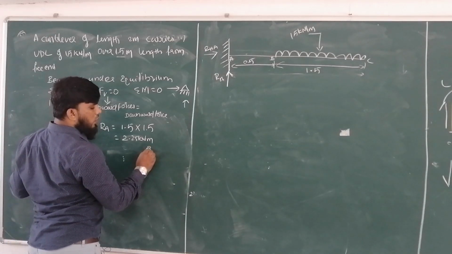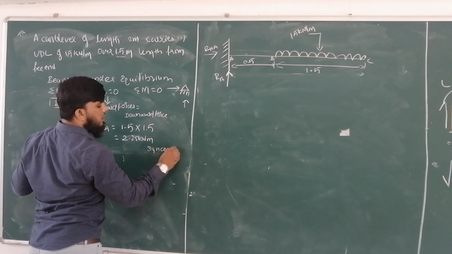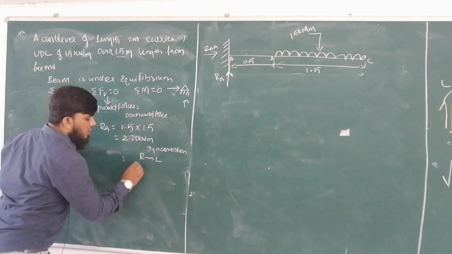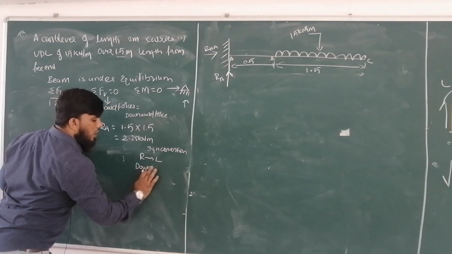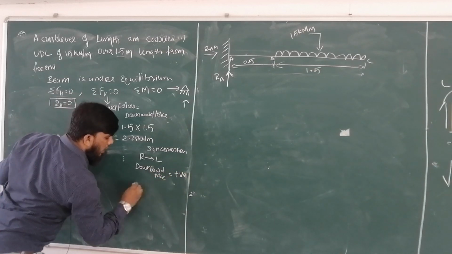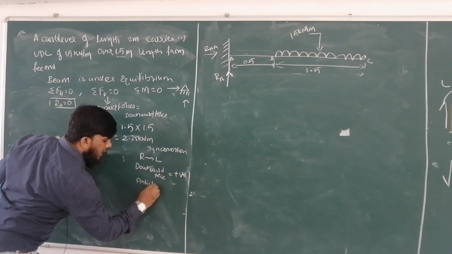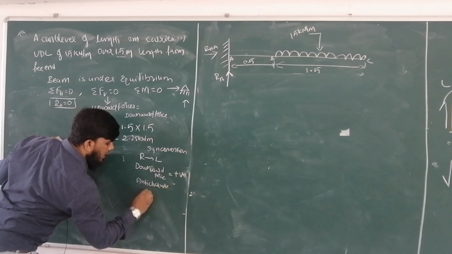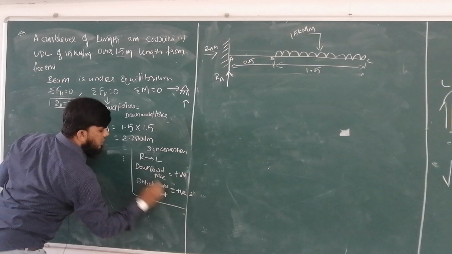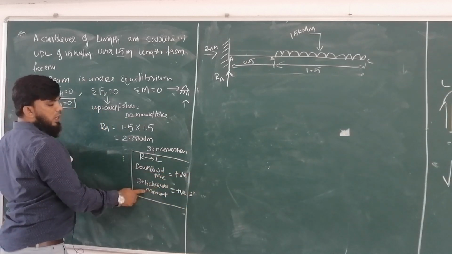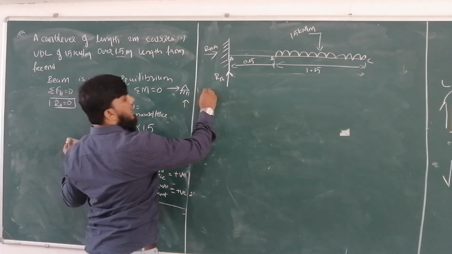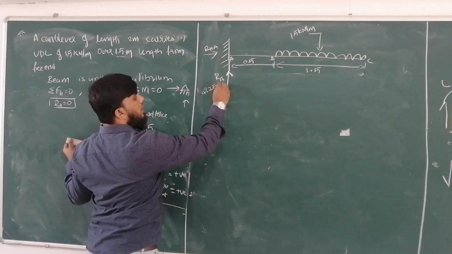Once you get the load, you have to apply the sign convention. What is the sign convention? We are solving the problem from right to left, so downward force should be taken as positive. Anti-clockwise moment should also be taken as positive. All others are opposite to this: upward force is negative, and clockwise moment is negative. Done. Till here we have got the value of RA, which I will write here as 2.25 kilonewton.